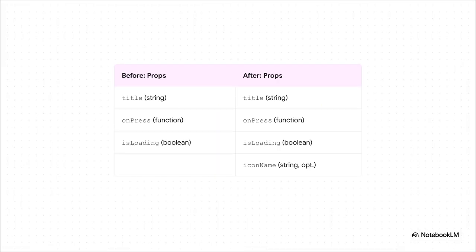And the result is this beautiful, clean extension of the component's API. It's not a breaking change. That new iconName prop is optional, so it just slots in perfectly without you having to go back and refactor everything. This is professional-grade development, all guided by one smart prompt.